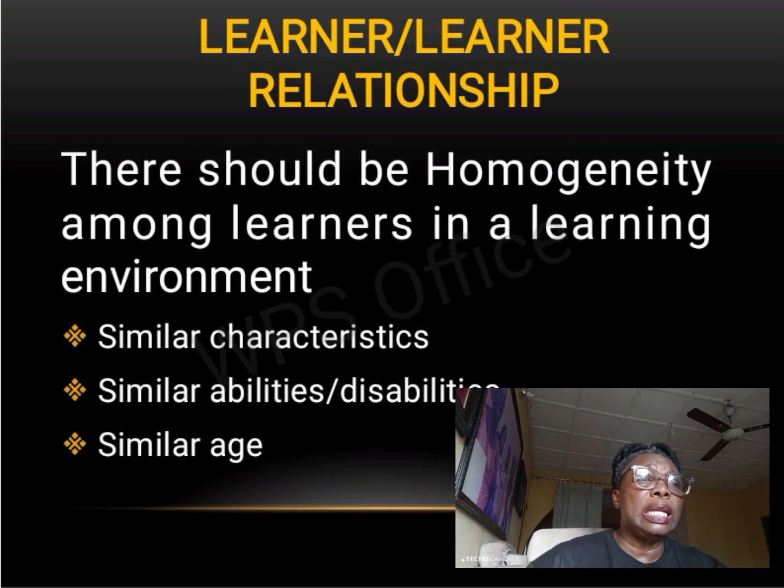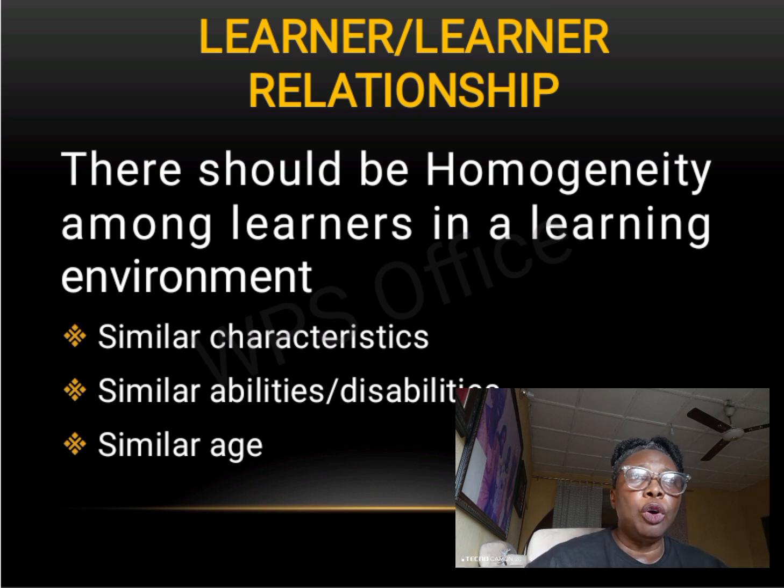And what is learner-learner relationship? We say there should be homogeneity among learners in a learning environment. That means the learners should be similar. They should be of similar age, similar characteristics, similar abilities or disabilities. And the purpose of doing that is that they can learn from each other easily, and we can plan for these characteristics easily.